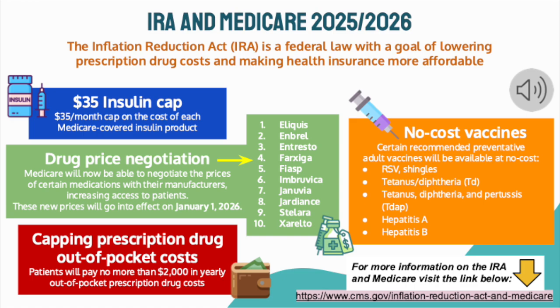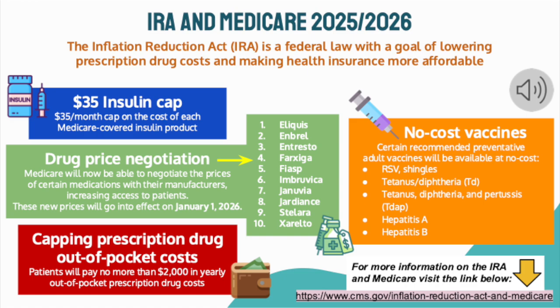Now, lastly, we are going to go over the improvements to Medicare that are coming in 2025 and 2026 due to the Inflation Reduction Act. The Inflation Reduction Act is a federal law with the goal of lowering prescription drug costs and making health insurance more affordable. So in the year 2025, we're going to see a cap on certain costs. One of those caps is a cap on your insulin costs.